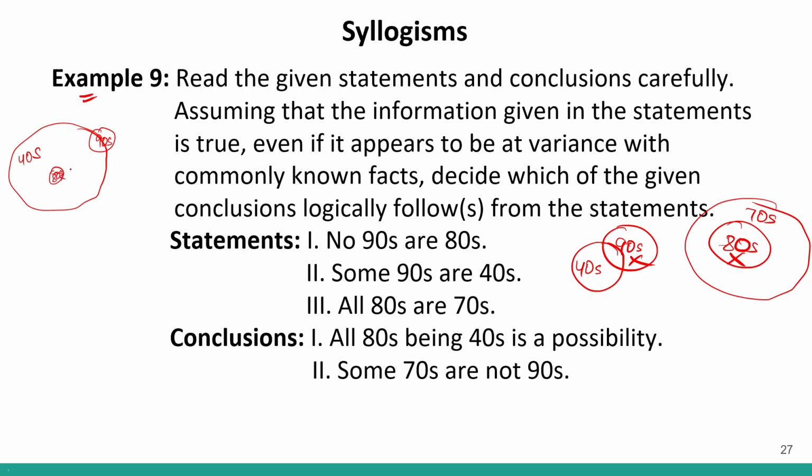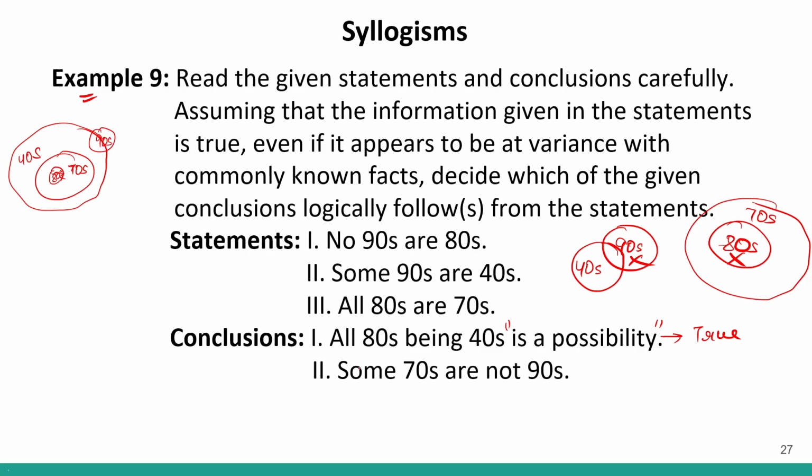80s and 90s will not overlap. And I have my 70s. Is there any restriction over here? No, this can be the diagram. So all 80s being 40s is a possibility. Since "is a possibility" is written, yes, it is a possibility. Therefore, this is a true statement.